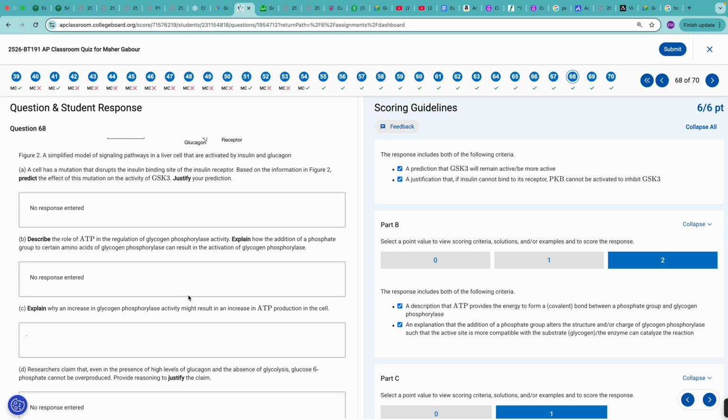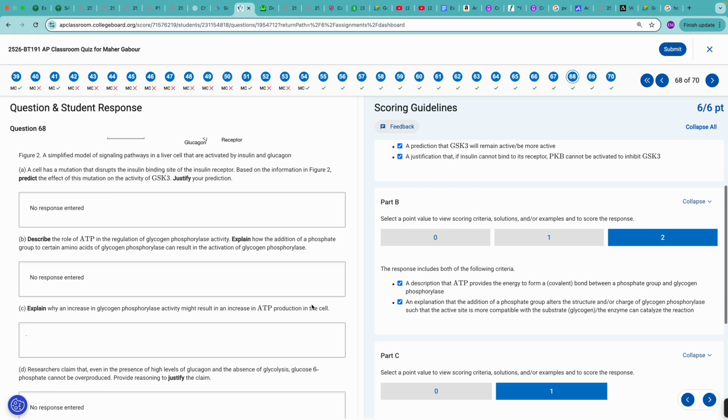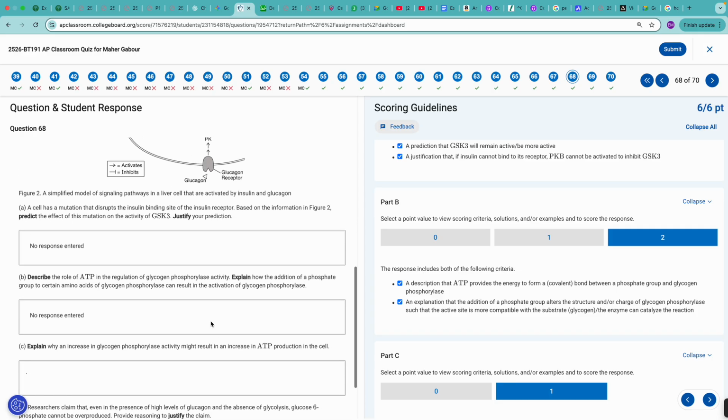B. Describe the role of ATP in the regulation of glycogen phosphorylase activity. Explain how the addition of a phosphate group to certain amino acids of glycogen phosphorylase can result in the activation of glycogen phosphorylase. Okay, now describe the role of ATP. It's the same thing. ATP provides the energy to form a covalent bond with a phosphate group and glycogen phosphorylase. However, this one is actually better for it because it's glycogen phosphorylase. You're adding a phosphate group, which means you're making the active site more compatible.